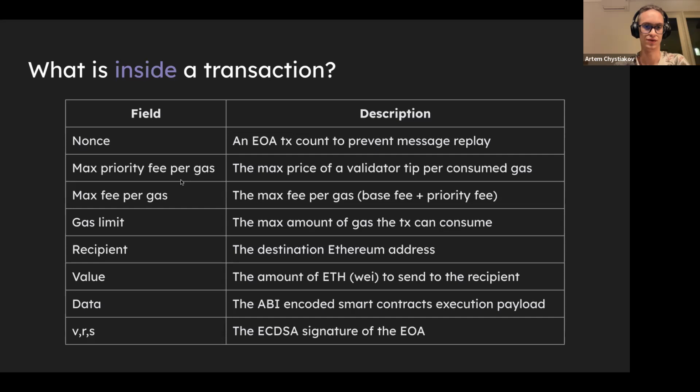Could you make a brief overview of the types of transactions again? Yes, so there are 3 types. The regular one just sends Ether from one account to another. The smart contract deployment transaction is when you set the destination address to 0, and the data is the bytecode of the contract you're deploying. And the third one is when you're just interacting with a smart contract, where the to field is the smart contract and the data is the ABI encoded execution payload.